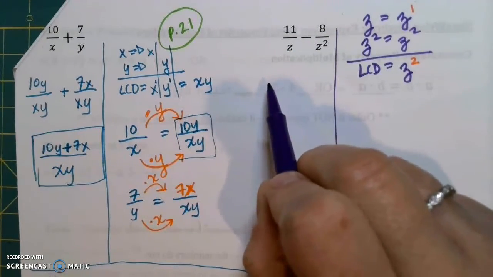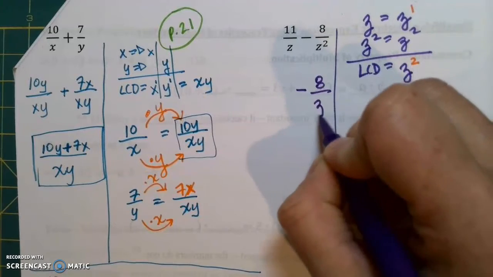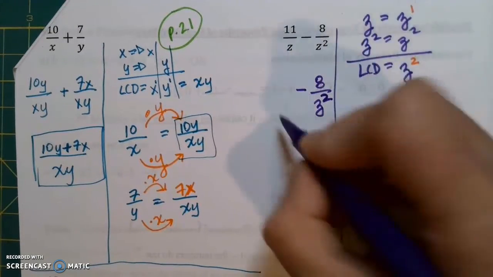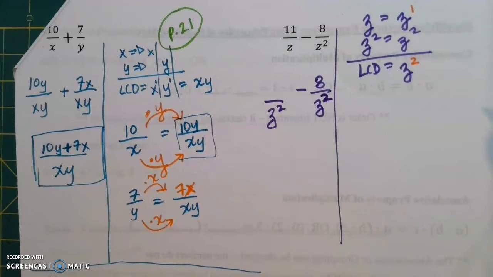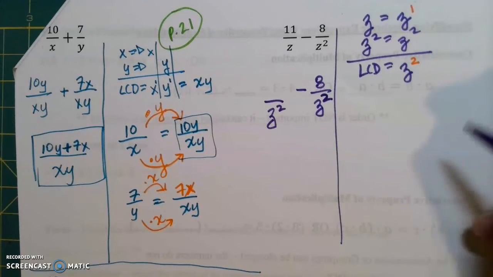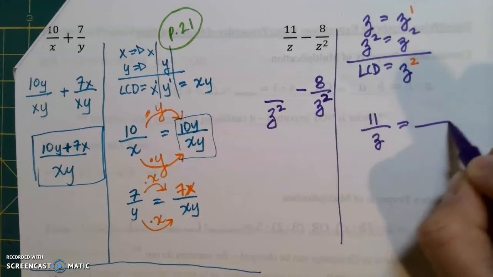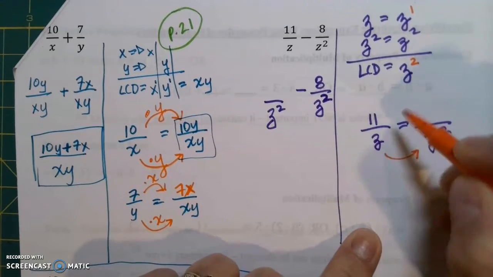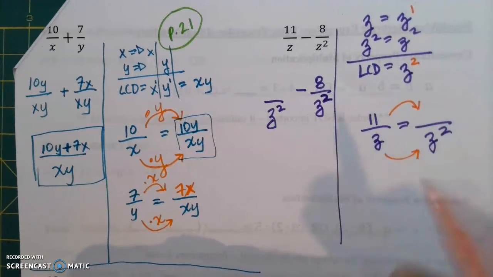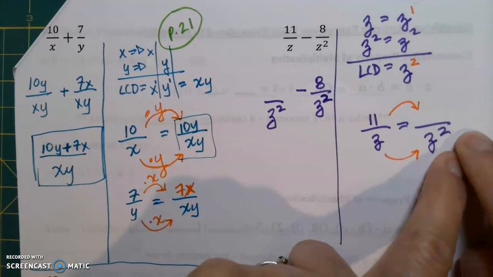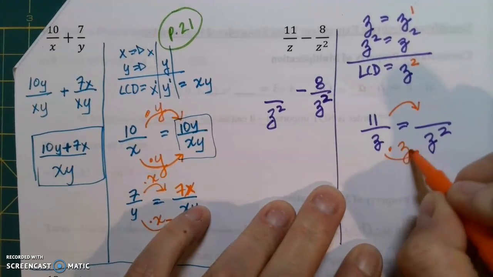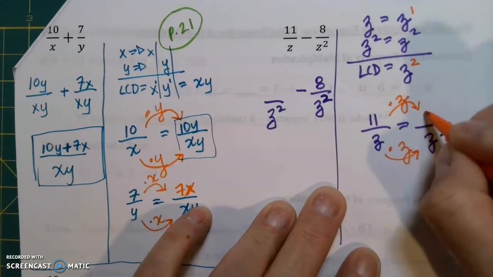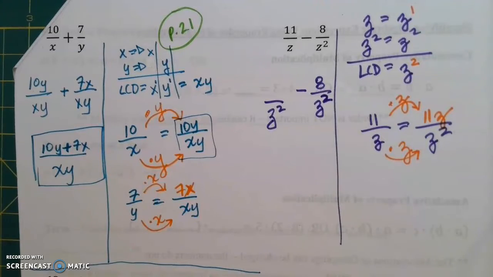What's nice in this one is one of them already has z squared as its denominator, so that second fraction I can just write down. The first fraction we're going to change so that it has z squared for the denominator as well. So 11 over z, and I'm going to do that costume change so that it now has z squared as a denominator but still means the same thing. Starting at z, we're going to multiply by z to get to z squared. So z times itself will get me to z squared, and doing that in the numerator as well, we would have 11z as the new numerator.